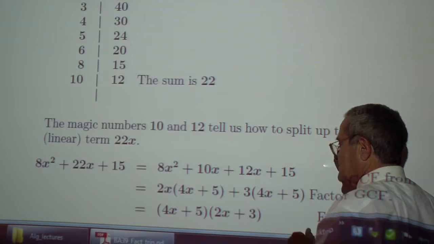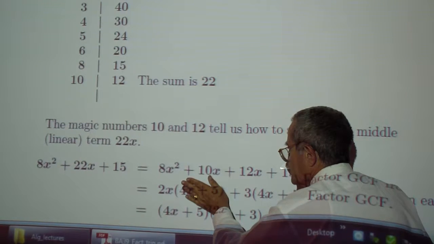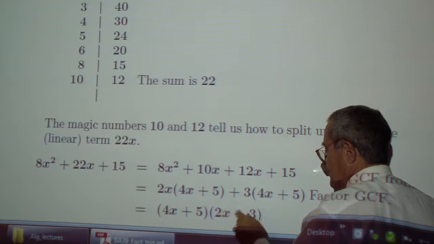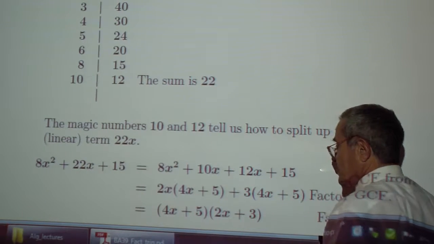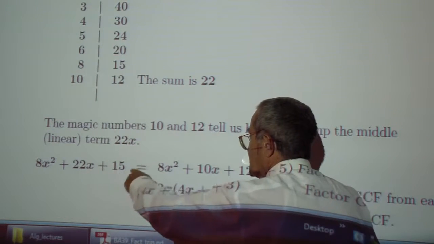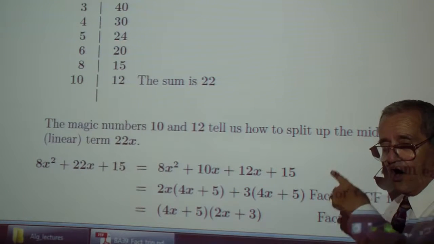It is now the greatest common factor, which you can yank out. And after you've written this, you're left with 2x plus 3. 2x plus 3, and this is factored. And when you distribute, you should get 8x squared plus 22x plus 15 back. This technique will always work.